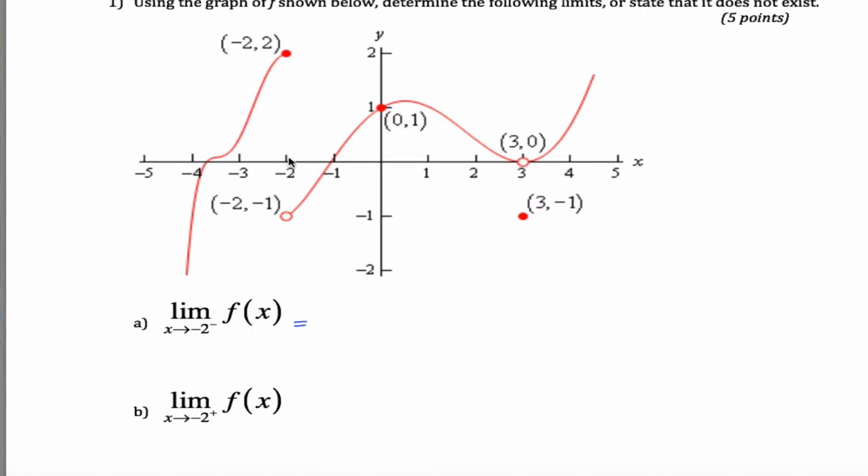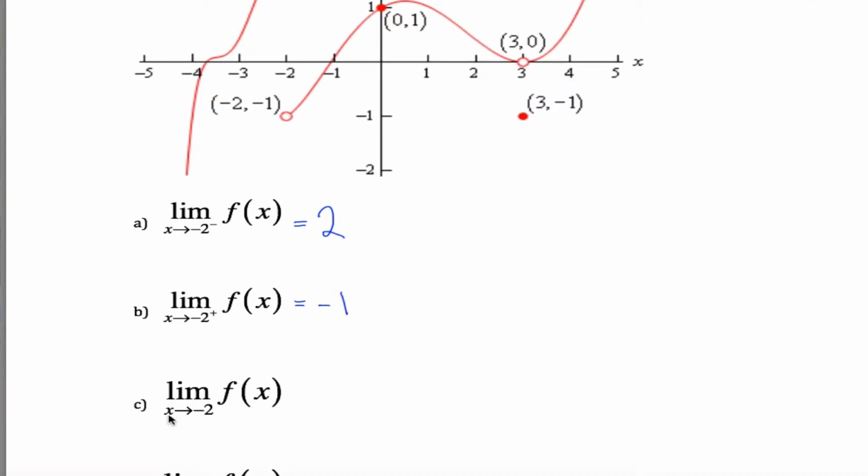So here's -2 right here, but if you're coming from the negative side, you're coming from this direction. So you're somewhere right around here. It looks like the height is just about 2, so the answer would be 2. However, as you approach -2 from the positive side, so now you're coming in this direction, looks like the height is -1. And then finally, if it just asks you the limit as x approaches -2, well, anytime the two one-sided limits don't agree, you would say this does not exist.